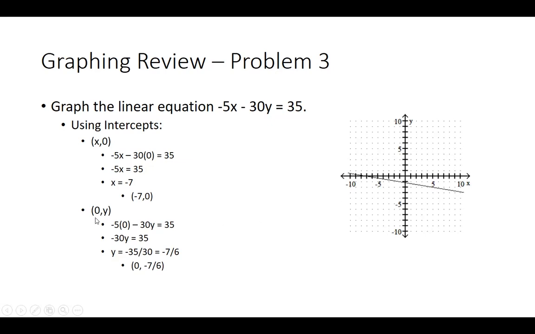The y-intercept is where x is 0, so we go ahead and plug 0 in for x. That makes this first term disappear, leaving us with -30y equals 35. Dividing both sides by -30, we get y equals -35/30, which reduces, dividing top and bottom by 5, to -7/6. So the y-intercept is (0, -7/6), and that's -1 1/6. So we go to the graph a little bit past 1 and put our y-intercept there, and then draw the line between the 2 points.